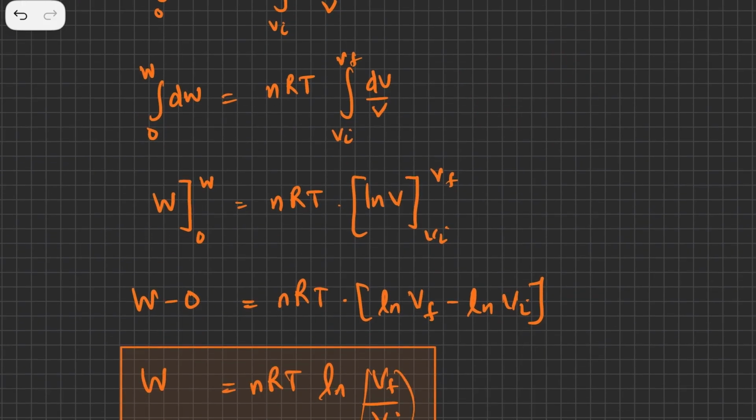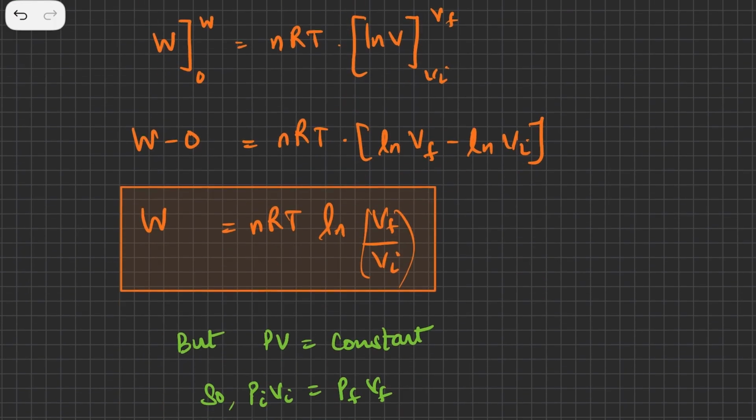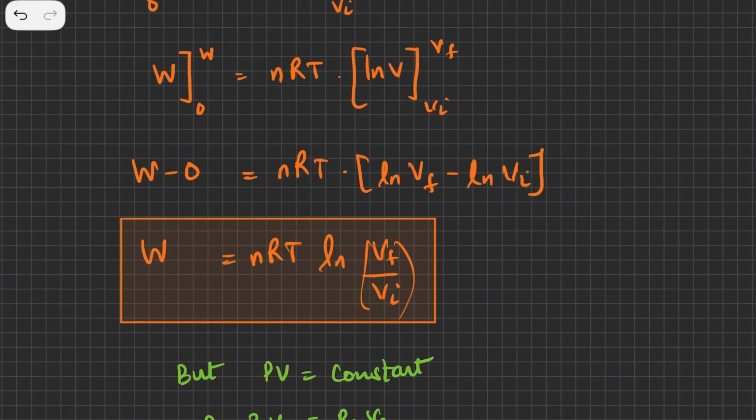So integration of 1 upon v is log v in brackets, vi to vf. So upper limit and lower limit go to the right. Then we get rid of these limits. Wherever there is a variable, you put the upper limit, minus wherever there is a variable, you put the lower limit. So in place of w you have w, minus in place of w you have 0, so w minus 0. nRT as it is, and wherever there was a v, there is vf, minus wherever there is v, there is vi. So upper limit minus lower limit.